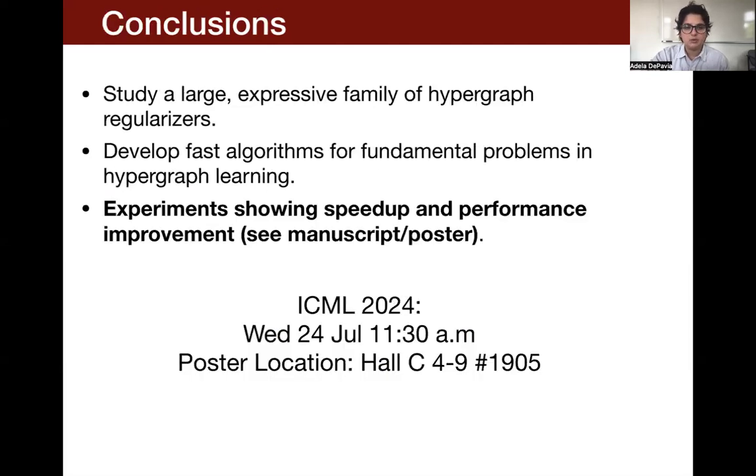In summary, we study a large and expressive class of hypergraph regularizers and develop fast algorithms for solving the resultant learning problems. As I said before, we also conduct empirical experiments looking at both speed up and classification accuracy. And I highly encourage you to check out our manuscript or poster to look at those empirical results.